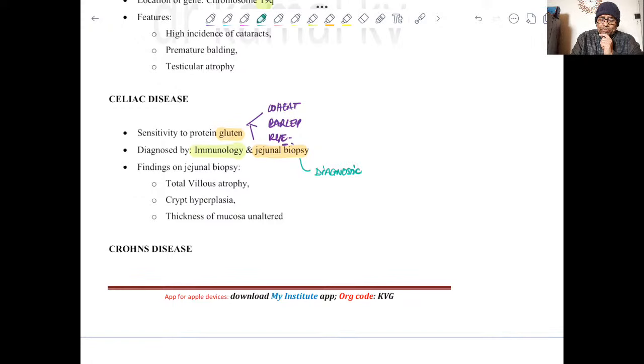And here what you'll see is loss of villi, that is total villous atrophy, and at the same time we will see hyperplasia of crypts. The thickness of mucosa is unaltered, and there is one skin condition related to this, and that is dermatitis herpetiformis. Clear? And this condition needs to be treated by Dapsone. Clear? So this is in short about celiac disease.